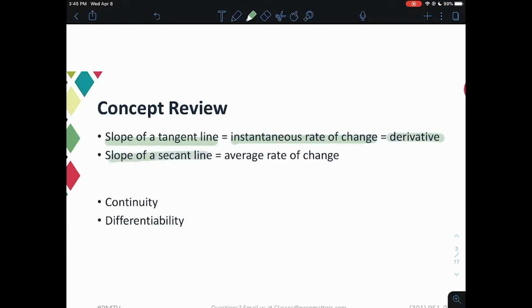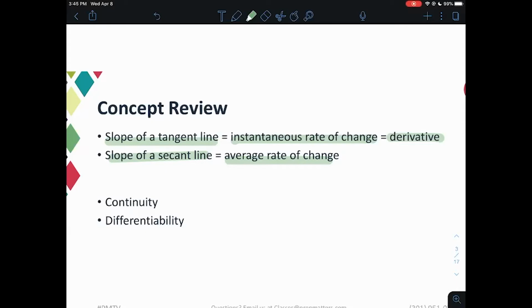The slope of a secant line, or a line that intersects a function at 2 points, gives the average rate of change between 2 points. So just keep that in mind as we go through this. It'll play a part a little bit today, but especially in the next section as we start really thinking through a graphical application of derivatives. Just keep this in mind with everything that we do.